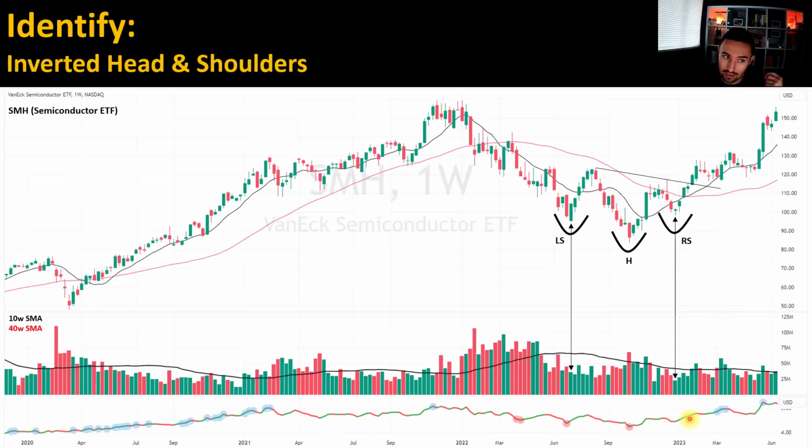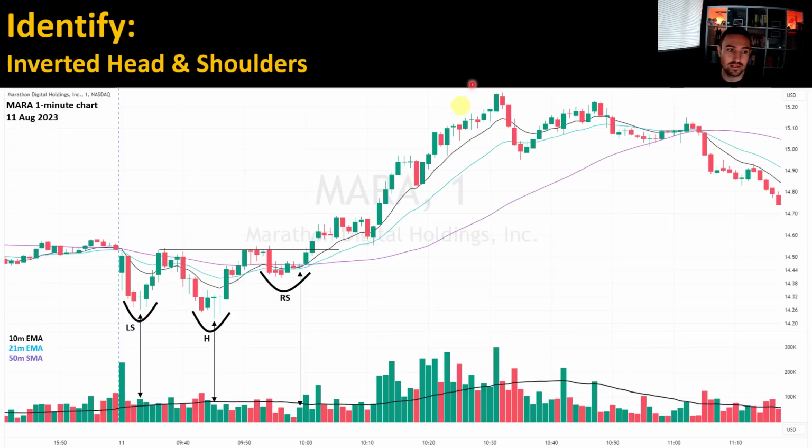So in my head, I'm then going, okay, if SMH is building an inverted head and shoulders bottoming type pattern and the relative strength is turning up, there's going to be some very strong semiconductor stocks that are probably showing a lot of leadership. Let me then show you another one. This is Marathon, 1 minute chart, right? Left shoulder here, what do you notice about the candlesticks at the low?